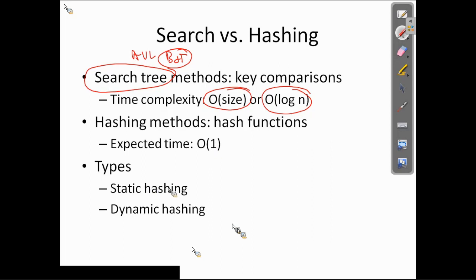There are two kinds of hashing: static hashing and dynamic hashing. We are going to look at how it happens.